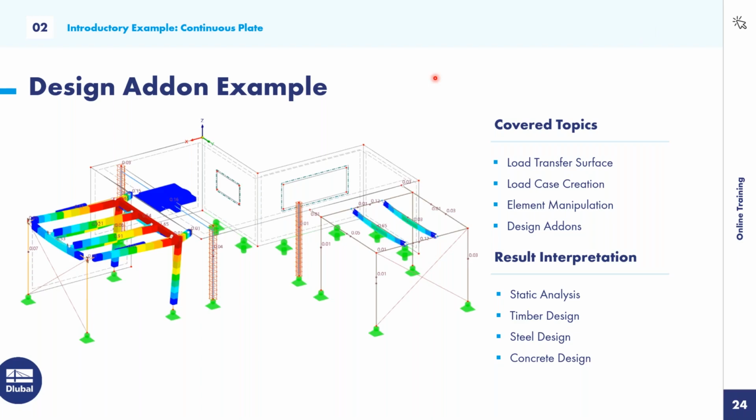So this model is our design add-on example. With this example, we're going to cover topics like load transfer surfaces. So that's a different type of surface where you can create the surface. It adds no additional stiffness to your model. It's strictly for distributing loading to members using uniform area loads. So we'll get into that tomorrow.